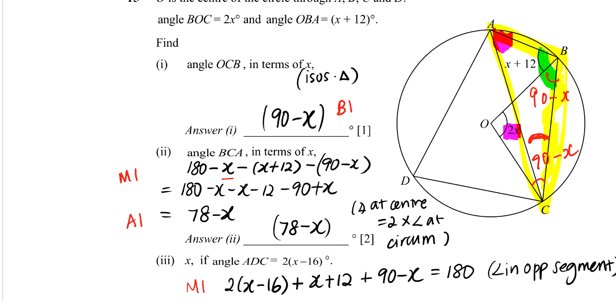So this must be, how much is this? 2x also, which is x. Then I have x already, I have this. Then I take 180 degrees minus x minus this. I get my answer already. 78 minus x.